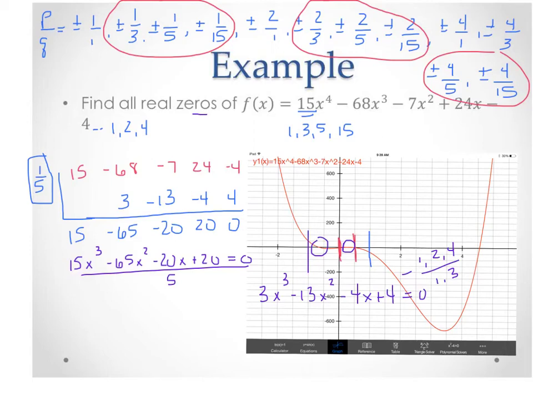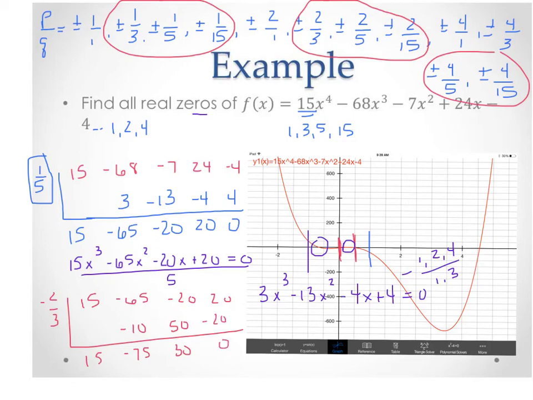So with our new numbers, you could always work off of your last work. So we're going to work off those 15, negative 65, negative 20, and 20. We're going to divide this by negative 2/3. So we're going to drop. We're going to multiply, which is negative 10. We're going to add. We're going to multiply. We get 50. We're going to add. We get 30. We're going to multiply. We get negative 20. And we're going to add and get 0. Perfect. Alright, so there's another 0.